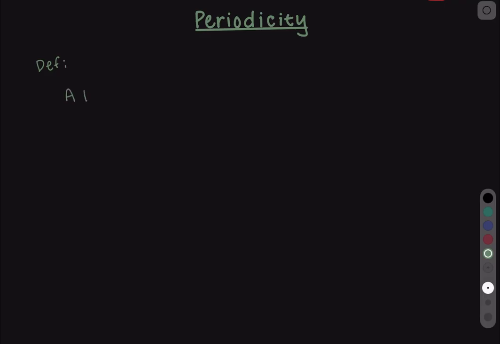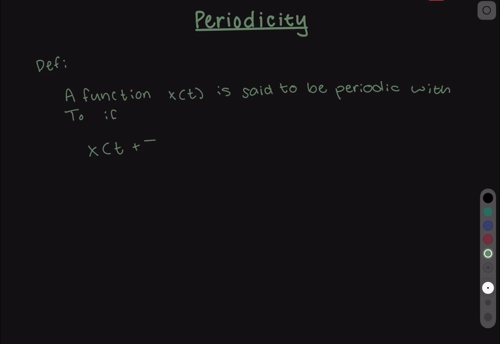A function x of t is said to be periodic with t naught if x of t plus t naught is equal to x of t for all t. But what does that mean exactly?